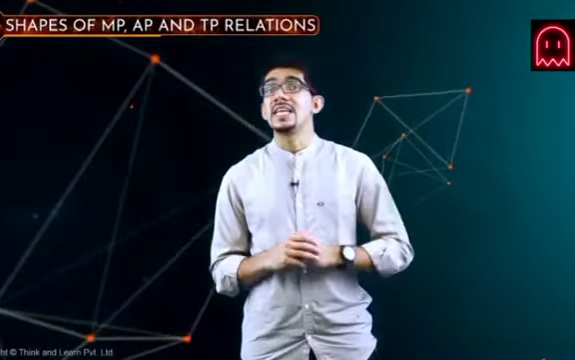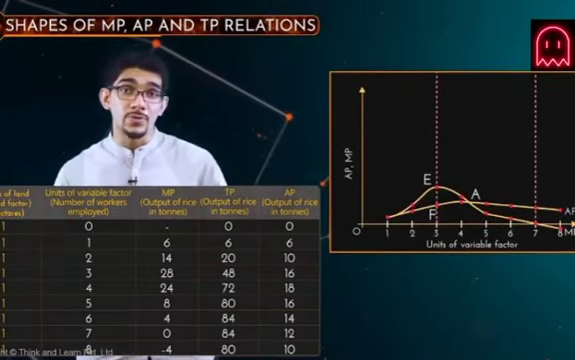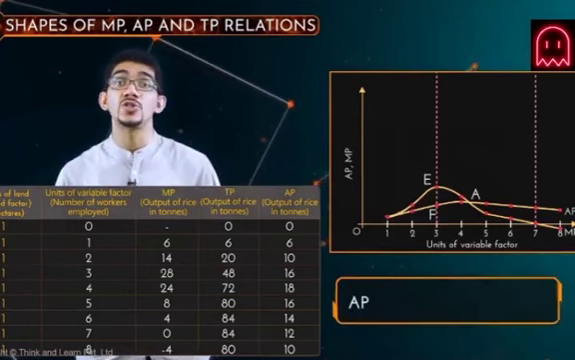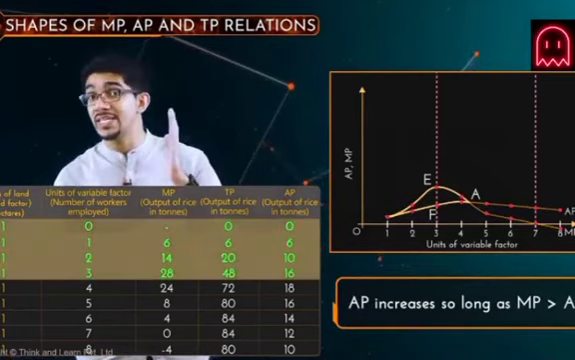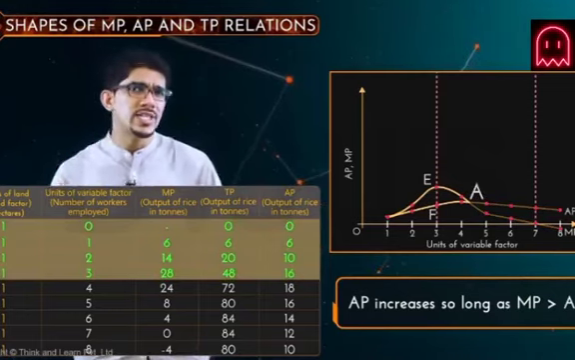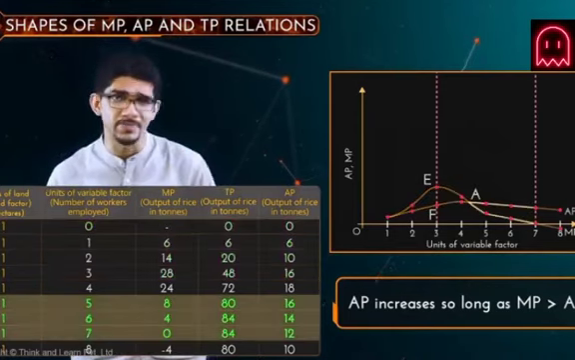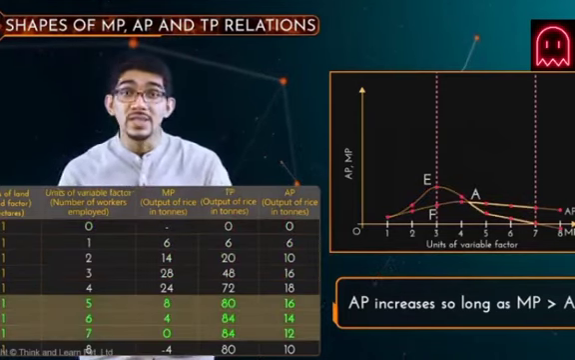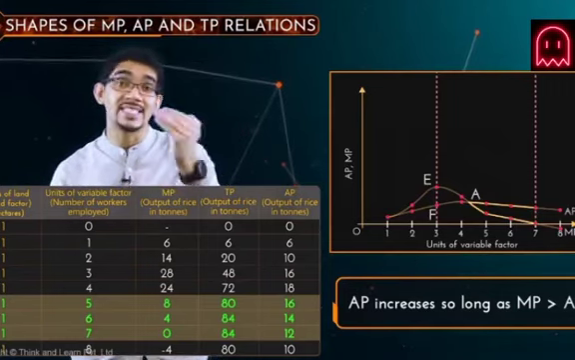Now, let's see relations between AP and MP. 1. As we have seen before, AP increases so long as MP is greater than AP. It happens till point A, where AP is at its top or maximum. Note here that AP may continue to rise even when MP starts declining. Why? As we know, this happens so long as the declining MP is greater than the existing AP.